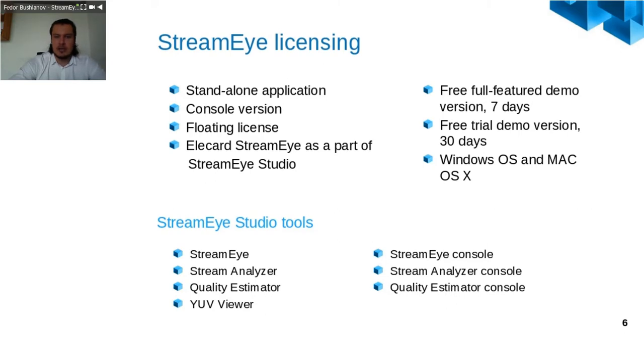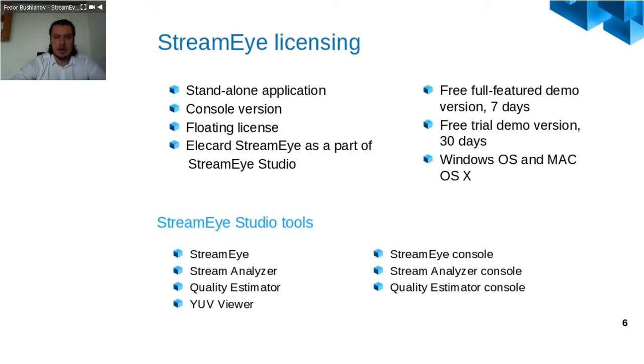While you are writing other questions, a couple of StreamEye licensing features. I already mentioned that StreamEye is available for Windows and Mac. How to try? We have a free trial demo, which will last 30 days on your computer. It has limitations. You are allowed to operate only with the first 42 frames of the video stream that you open. And we have a free full-featured demo version, which will last 7 days, and it has absolutely no limitations. It's a full-featured version, but it will last only 7 days on your computer.